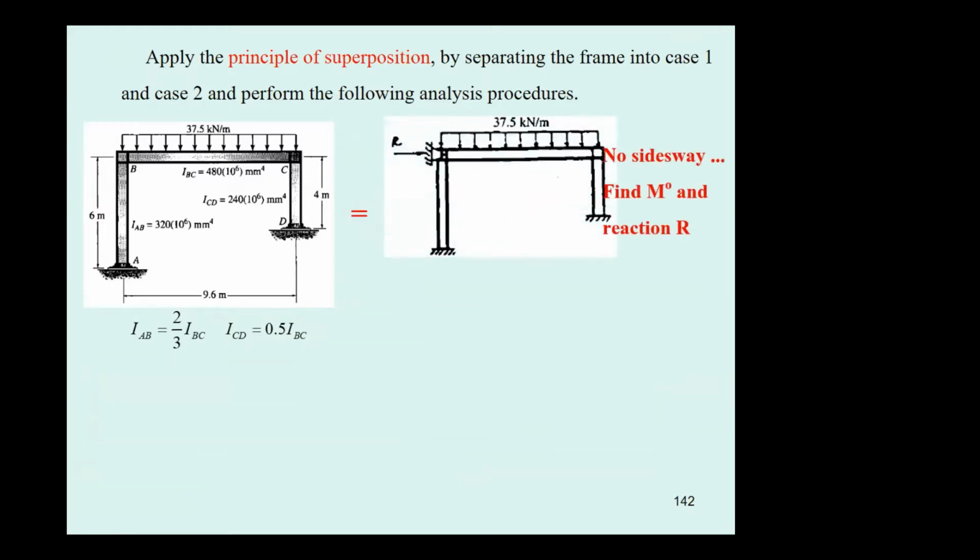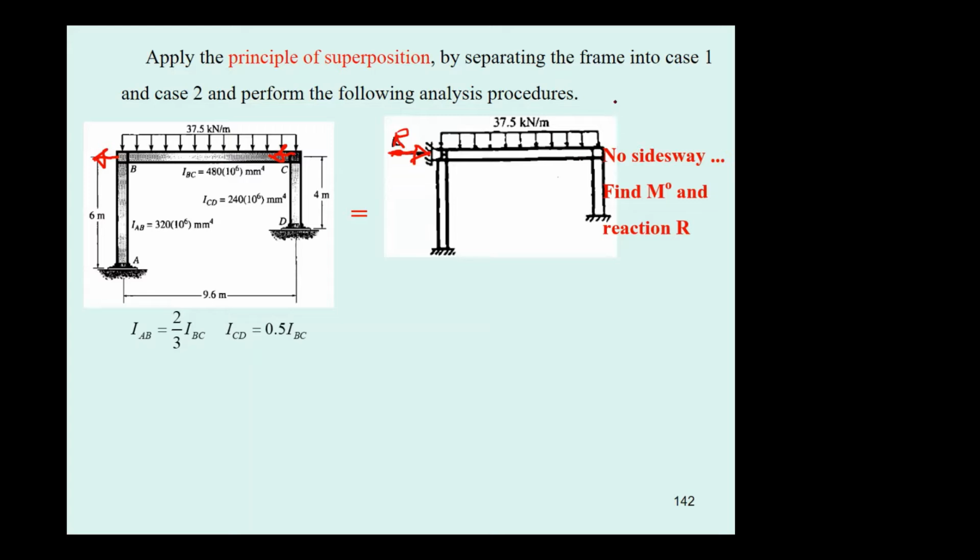Then you start with the principle of superposition. Separate the frame into 2 frames. In one, the frame has the sidesway in this direction, so your resistance force will act in the opposite direction, and you set this to be the resistance force.